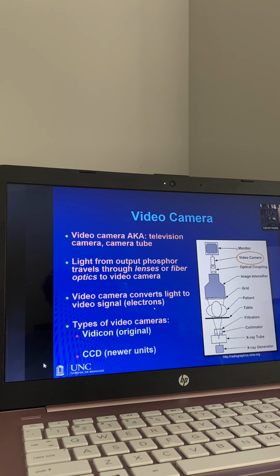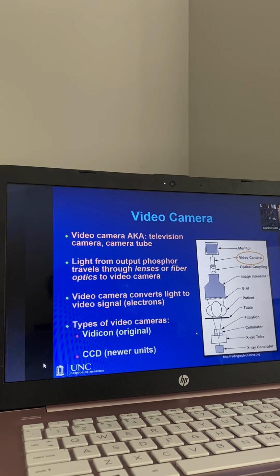There are two types of video cameras. The original video camera was referred to as a Vidicon. We'll take a quick look at that in a moment. Newer units have a camera that is a CCD. CCDs are not only used as an image detector, they are used in fluoro units as well.